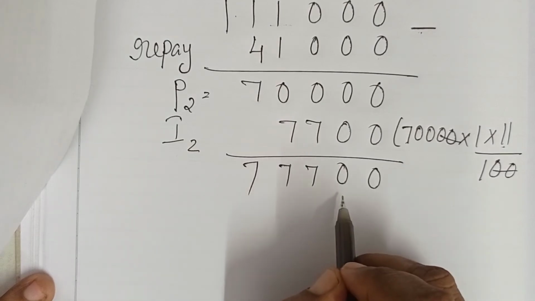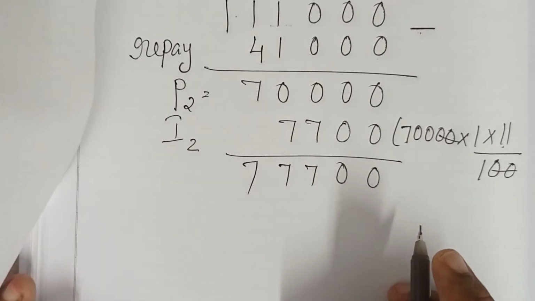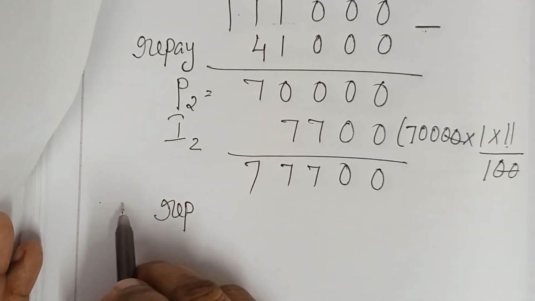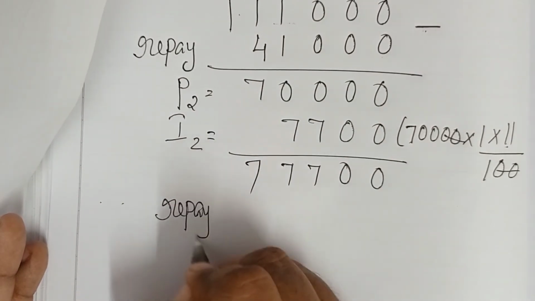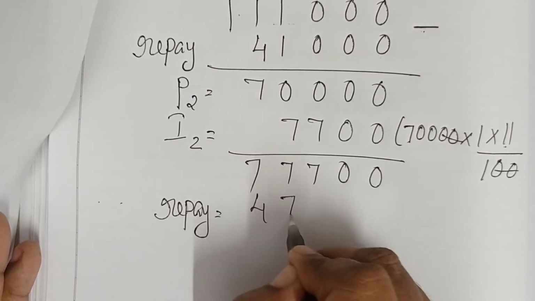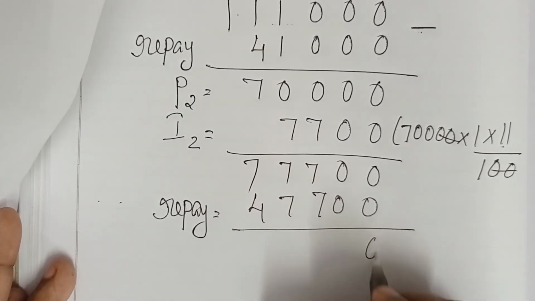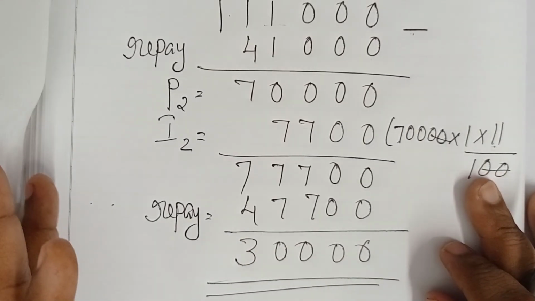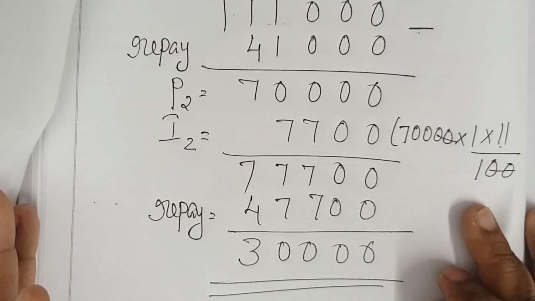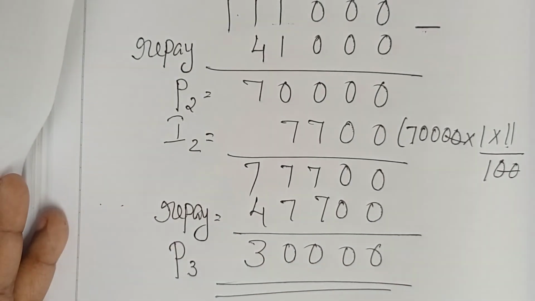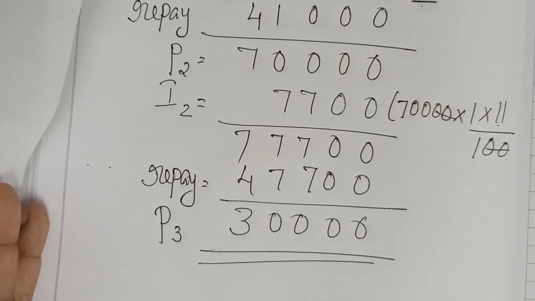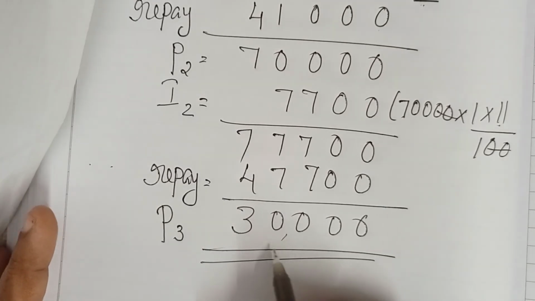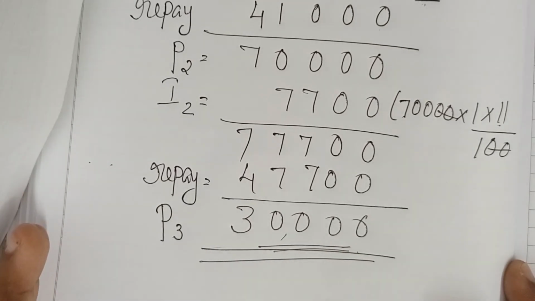Is it this amount? No. At the end of the second year, what happened? He repays, right? The amount he repays is 47,700. So 77700 minus 47700 is 30,000. What's the final question? Find the amount outstanding at the beginning of the third year. Beginning of the third year notation is P3. Therefore, 30,000 is the final answer. Understand?